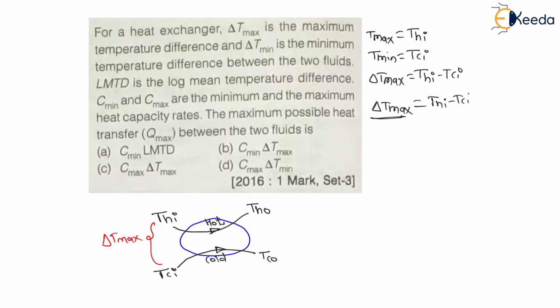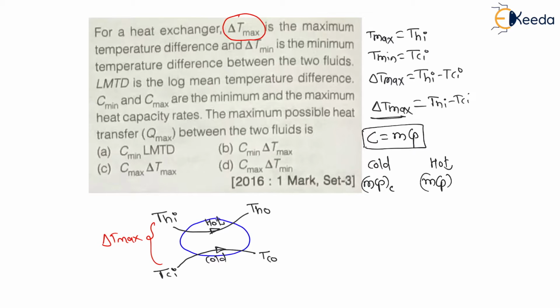So one thing we have understood is that out of delta T maximum, delta T minimum, and LMTD, we have to consider delta T maximum for calculating the maximum heat transfer. Now, C minimum and C maximum, these are the heat capacity rates they have mentioned. C minimum and C maximum are heat capacity rates. That means C is nothing but mass into specific heat product, MCP product, right? Now we have one cold fluid and the other hot fluid, right? Now we will have the heat capacity of cold fluid, that is MCP of cold fluid, and the heat capacity of hot fluid, MCP of hot fluid.